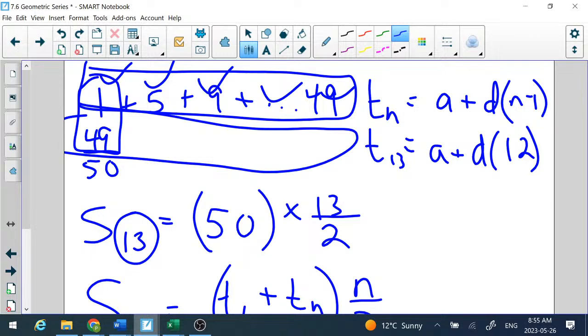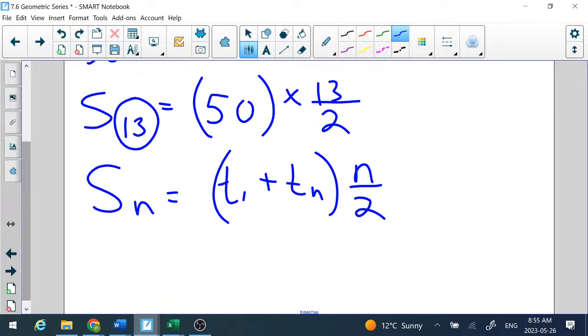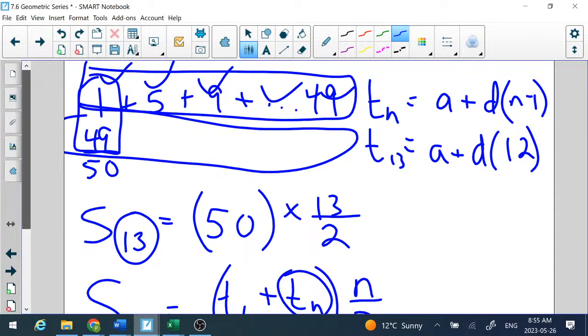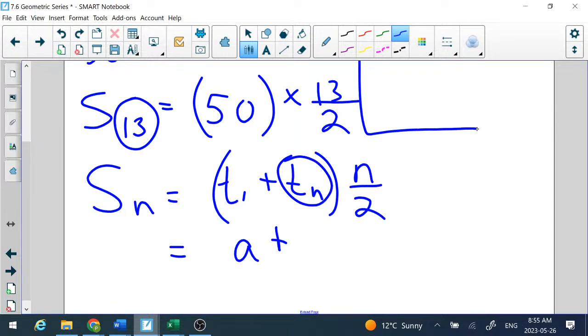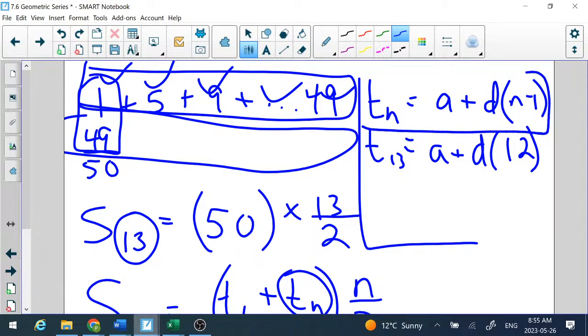Y'all down? So that formula is good, but some of y'all prefer to use the letter A instead of T1, so we can replace that with A. And then if you like the letter A, maybe you want to replace Tn with something that has A in it. You know what I'm saying? Well, remember this? Hey, what just happened? Remember this?